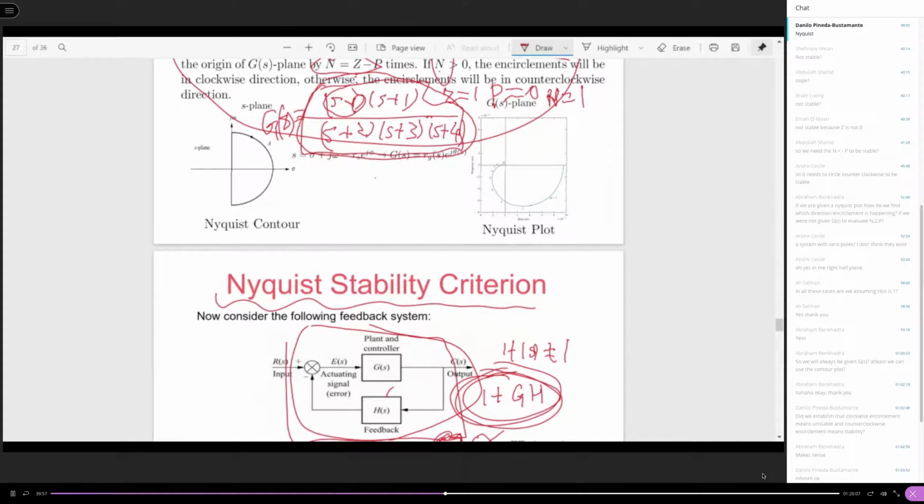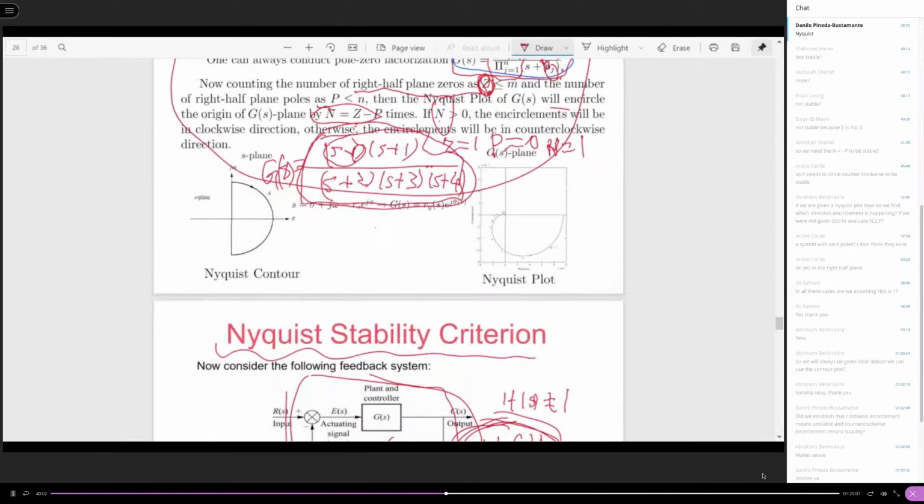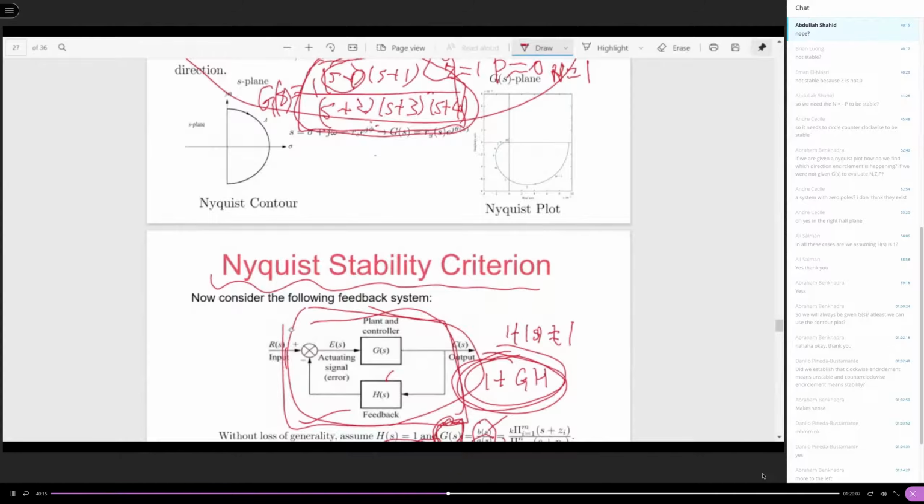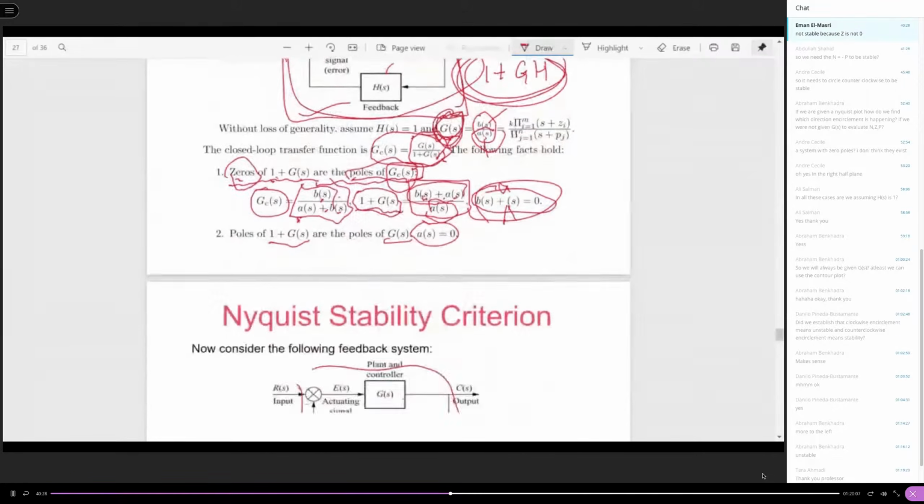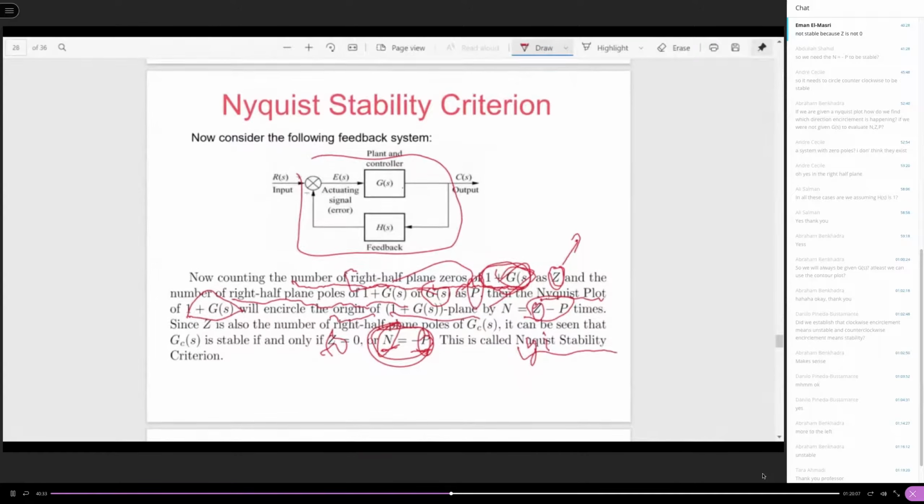Based on the Nyquist stability criterion we just stated, this is the example. You have G(s) equal to this. Can you tell me if you put this here, will the closed loop system be stable or not? Not stable, of course, because we just found out that this condition does not hold.